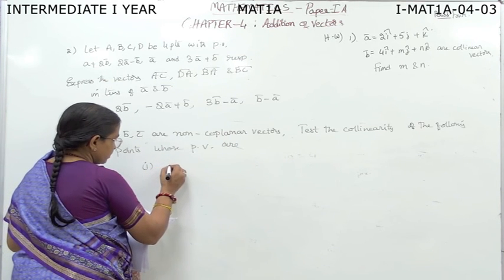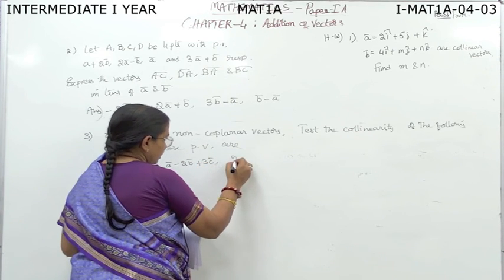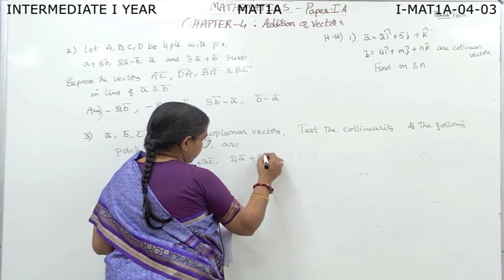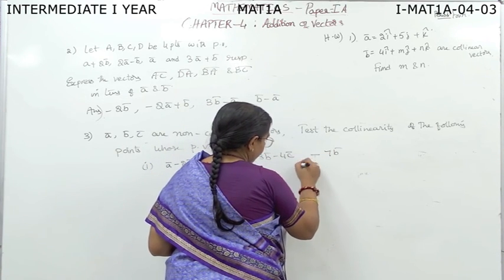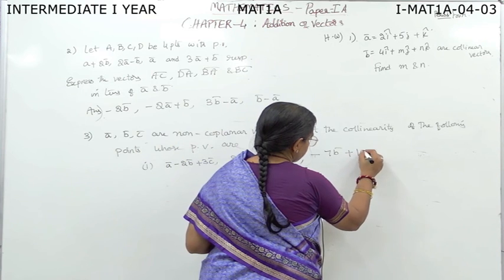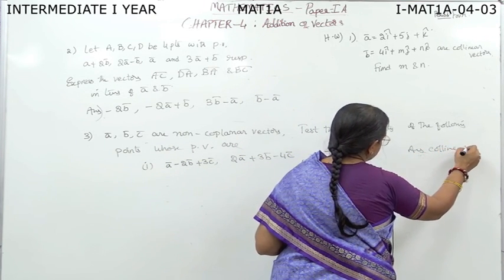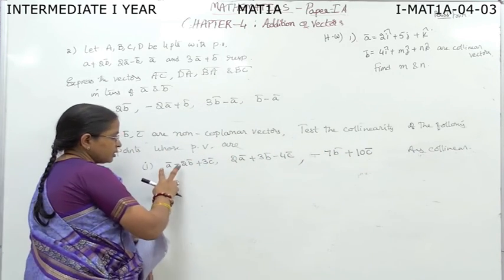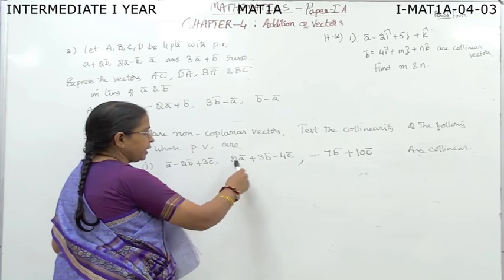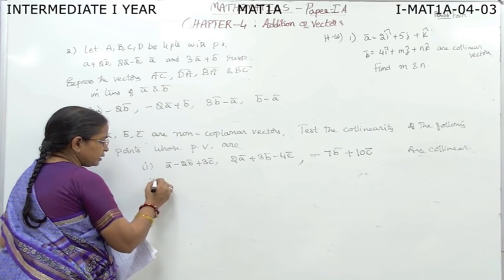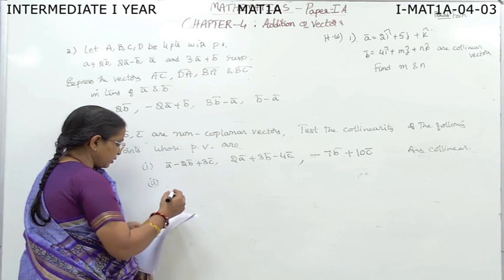So first, A minus 2B plus 3C and then 2A plus 3B minus 4C and then minus 7B plus 10C. So here you will get the answer as collinear. They will be collinear. So what is the procedure? So first you will find out this is OA, OB, OC. Then you convert them to two vectors AB and AC. Then you see AB is equal to lambda times AC, or else the coefficients will be proportional. Any method you can use.